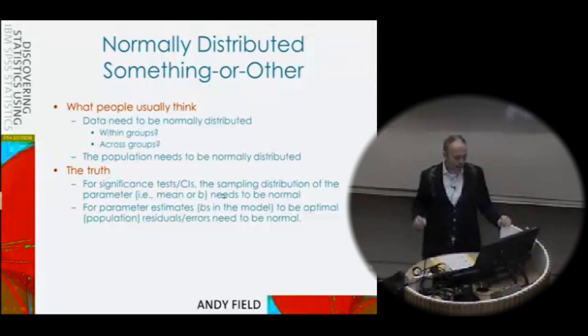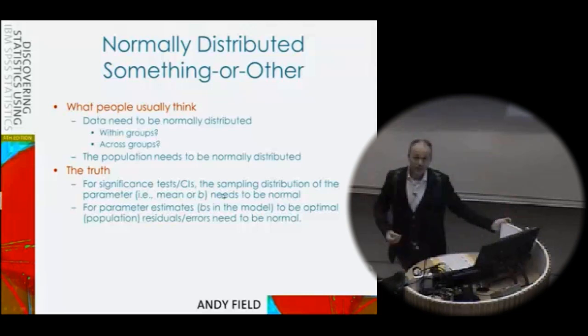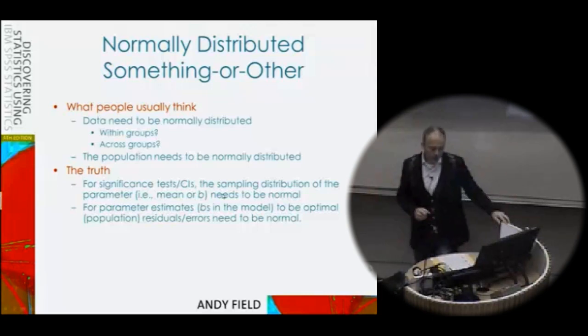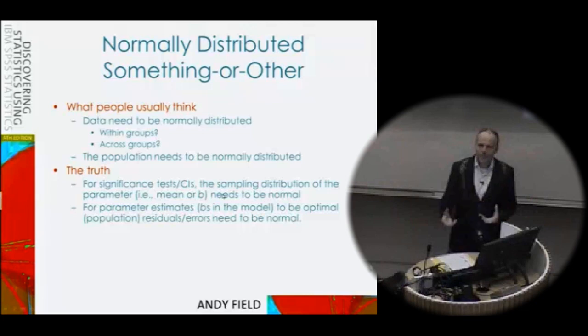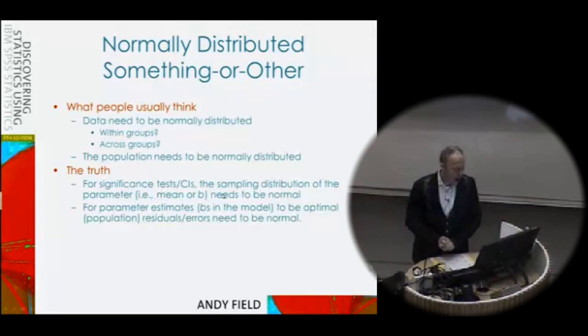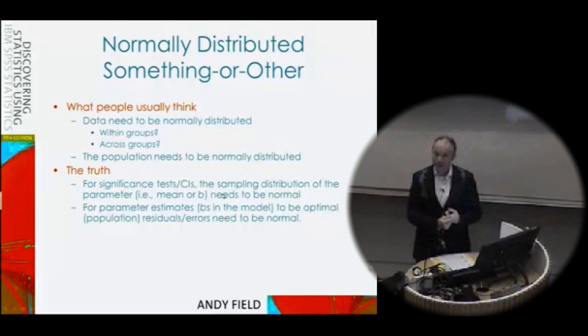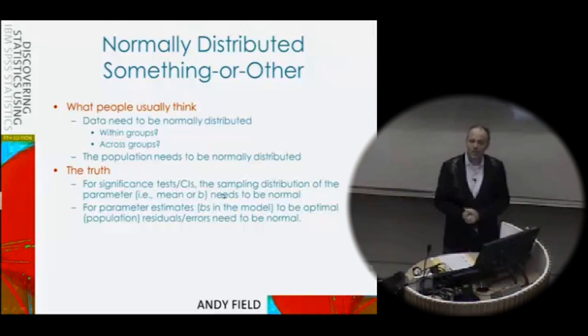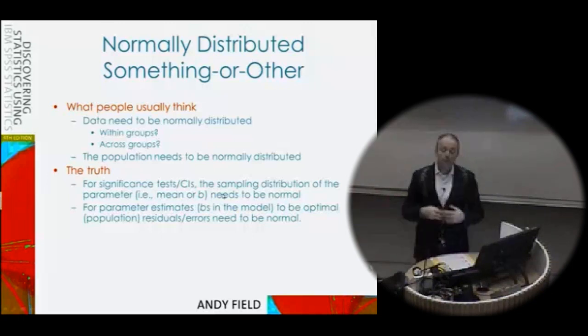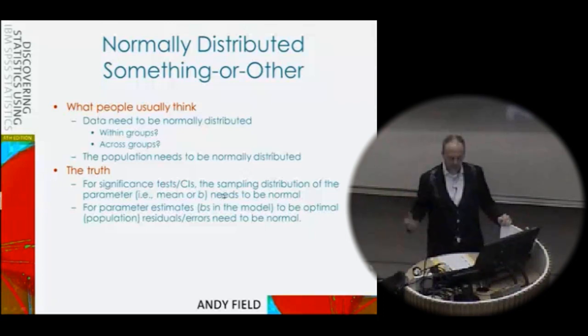The other area in which normality matters is the estimates themselves, so the betas in the model. The method of least squares is optimal, so it gives you the best results, if the errors in the model are normal. So there are two things that potentially need to be normal. One, the sampling distribution of the parameter, so if you're looking at means, the sampling distribution of the means. The other is that once you've fitted your model and worked out the errors or deviations within the model, those deviations should be normally distributed too. And if they are, that means the estimate you've got is optimal using the method of estimation that we use.